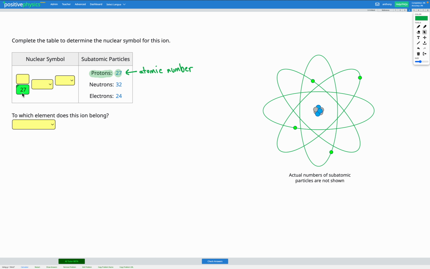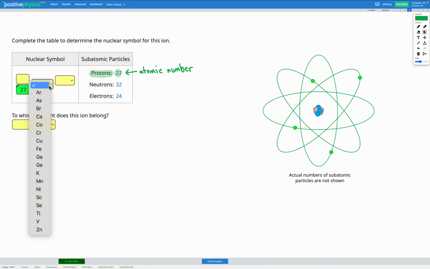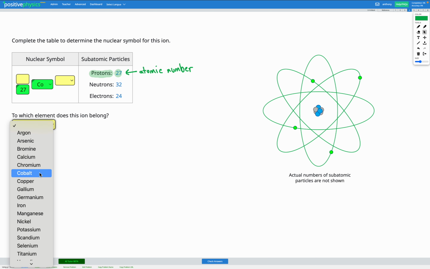Now, once we have the atomic number, we can figure out which element we have, since the atomic number determines the element. Our atomic number is 27, so looking in our periodic table, we can see that the element with atomic number 27 is cobalt, Co. So our nuclear symbol is going to be Co for cobalt, and the element name is cobalt.